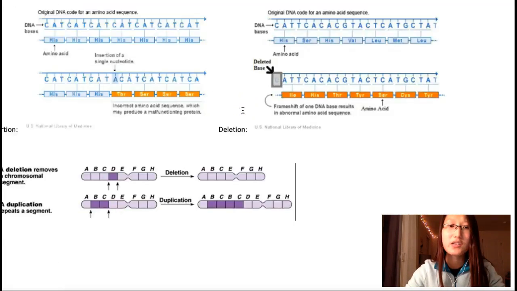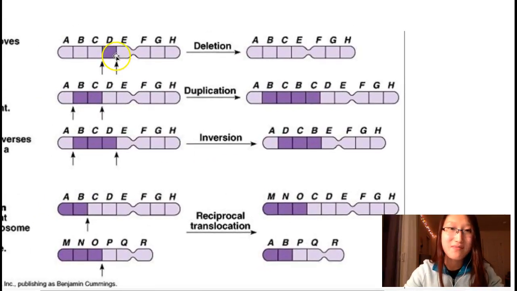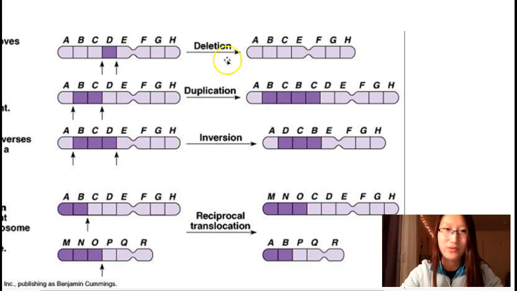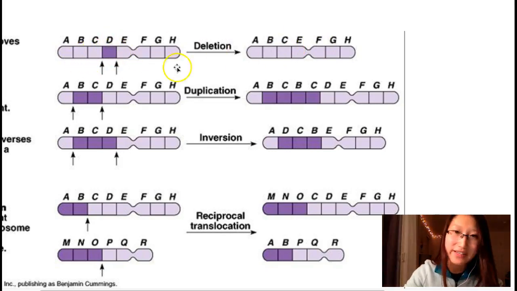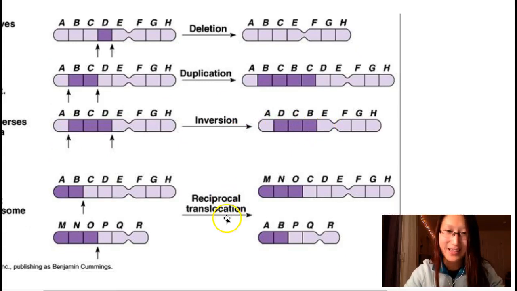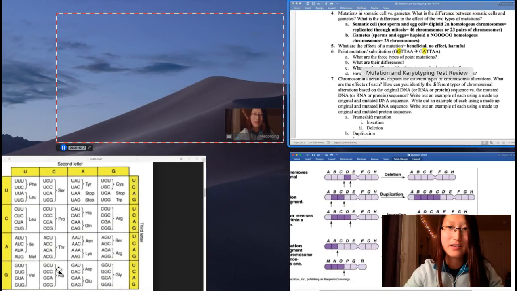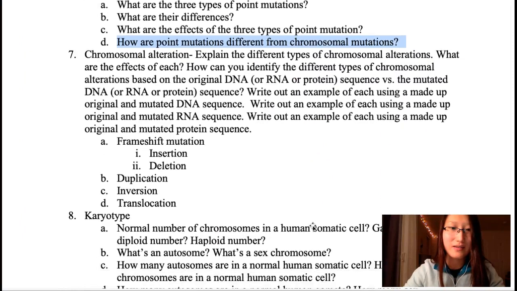Okay. So how can we represent this pretty easily? Deletion, you make it shorter. You delete a part. A, B, C, D, E. We got rid of D. A, B, C, E. Duplication, you duplicate it. A, B, C, B, C, D, E. Inversion, A, D, C, B, E. And then the last one, translocation, where you have E, F, G, M, N, O, P, and M, N, O switches with A, B. Translocation.